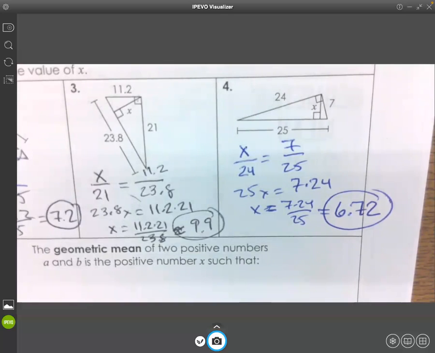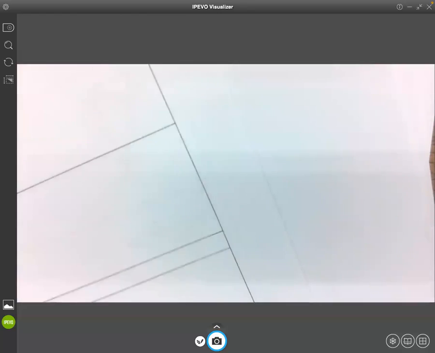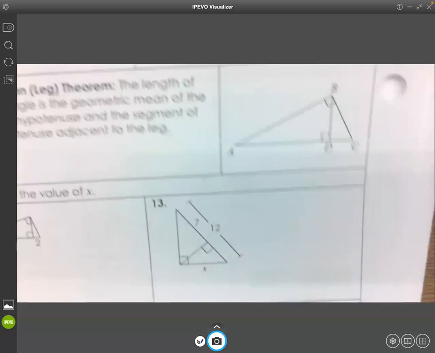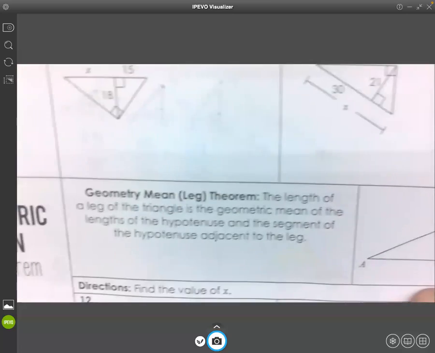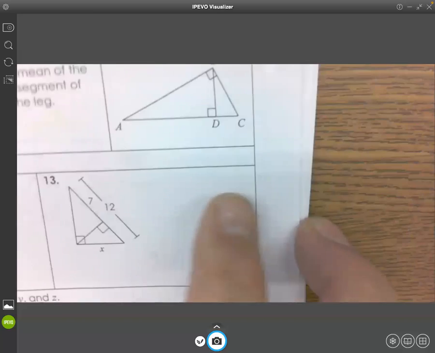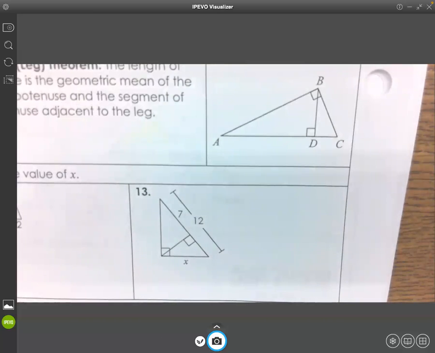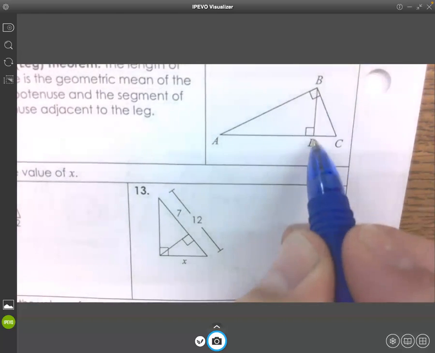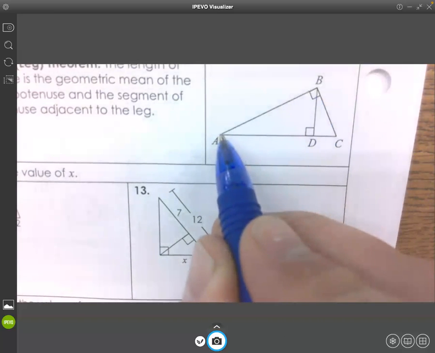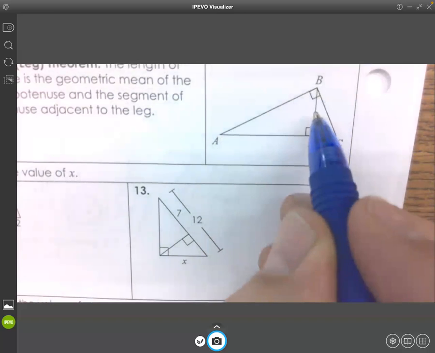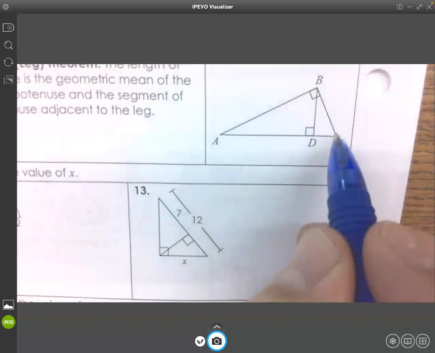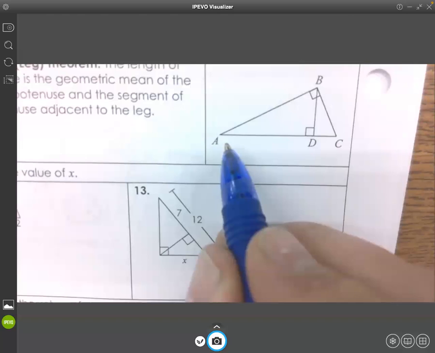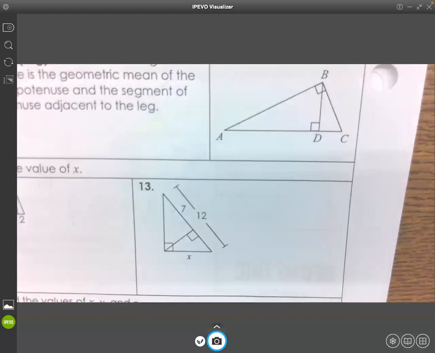Okay, now let's flip to page 2 for a second, and go right in the middle here where it says geometric mean leg theorem. What you guys did is you basically said that this little thing is to the hypotenuse as this little thing is to this hypotenuse, right? That worked well for what we were just doing, but there are other matching pairs.